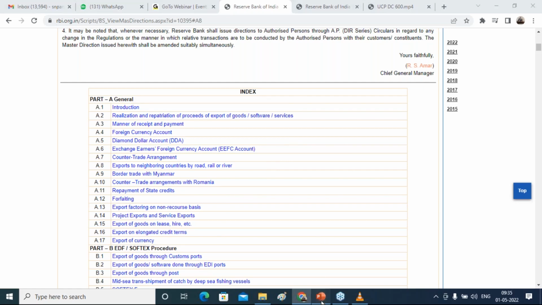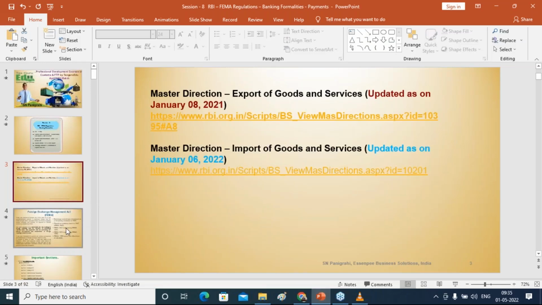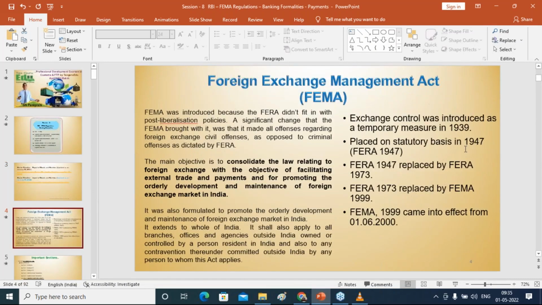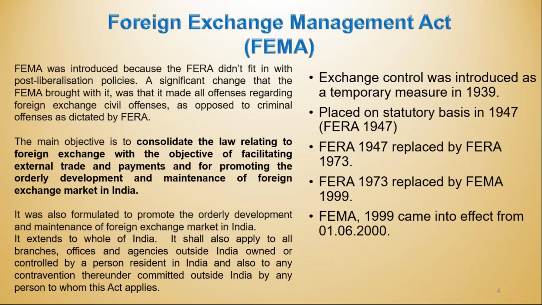So similarly for import also, I will show you, imports also we'll discuss. So FEMA is actually introduced in 1999 when we started liberalization. Then it is essential that our financial transactions also have to be open market like.